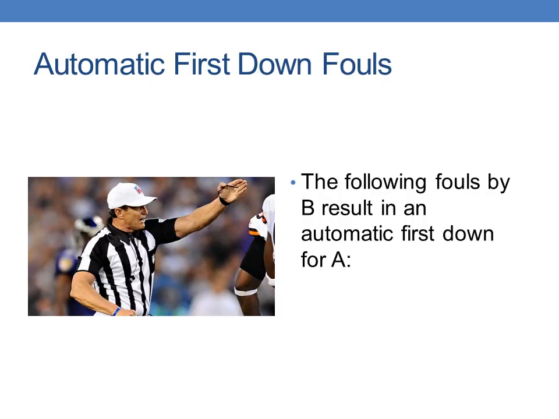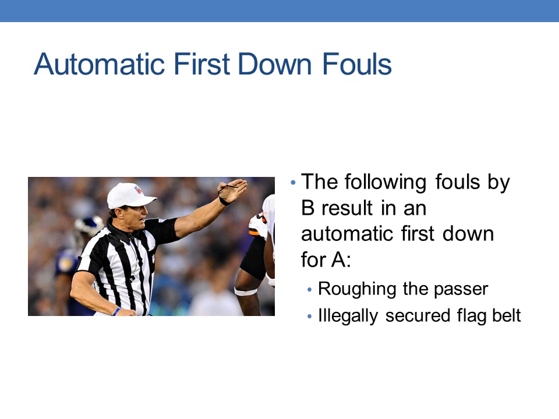Some other basic enforcement principles include knowing what our automatic first down fouls are, and there are only two of them. If B commits either of these fouls during a down, it results in an automatic first down for A. Those two fouls are roughing the passer and an illegally secured flag belt.